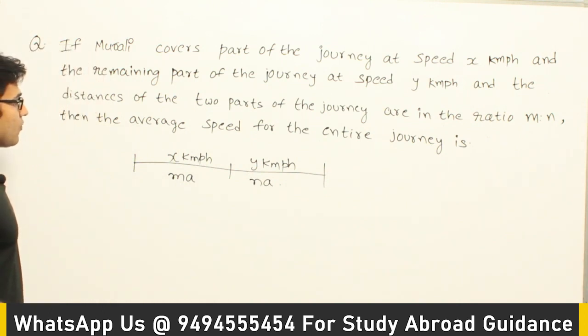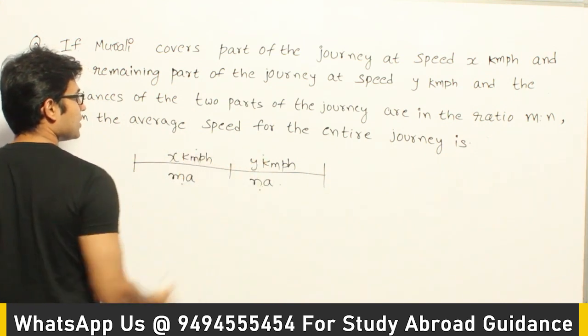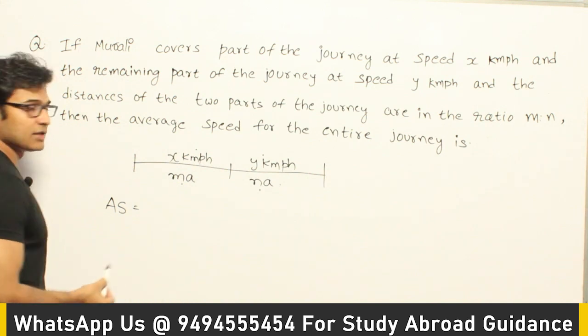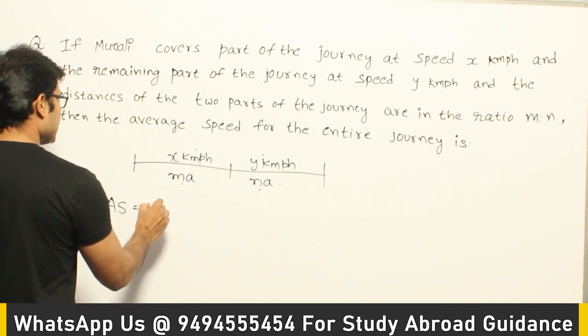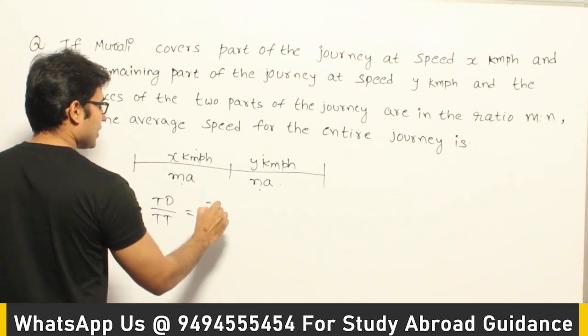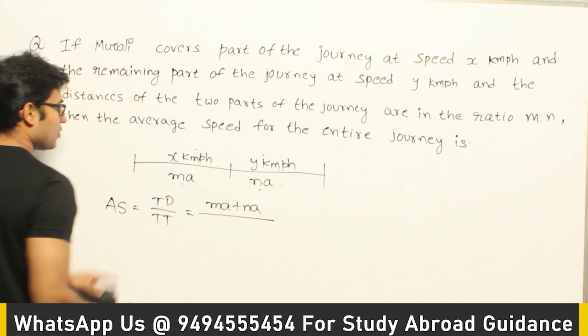Okay. Now this is the distance, this is the distance, this is the speed, this is the speed. We are supposed to find out the average speed. What is the formula for average speed? It is total distance divided by total time. Now what is the total distance? ma plus na is the total distance, divided by total time.